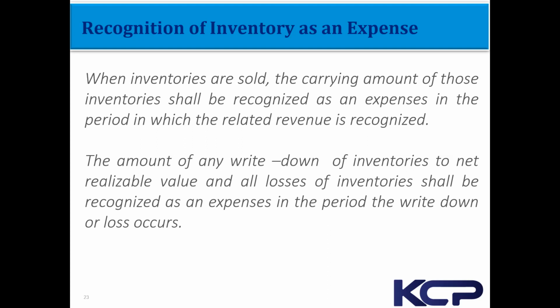The amount of any write down of inventories, so net realizable value, and all losses of inventory shall be recognized as an expense in the period of the write down or loss occur, right? So if you did not even sell, you can still report an expense, right? As long as the assets were not sold, it will perpetually be reported as an asset. But you then have the obligation to always check it for fair value.